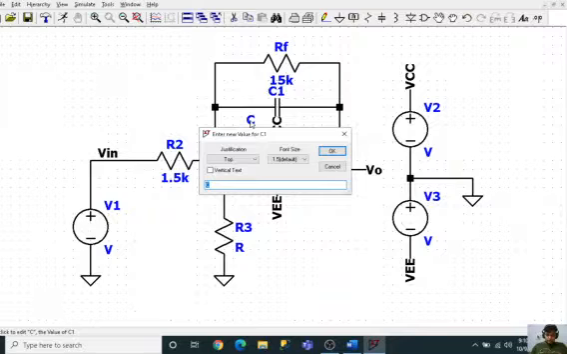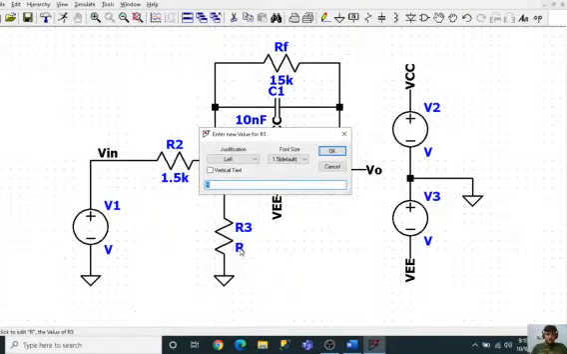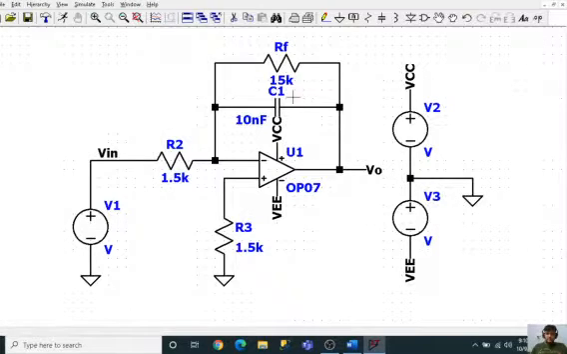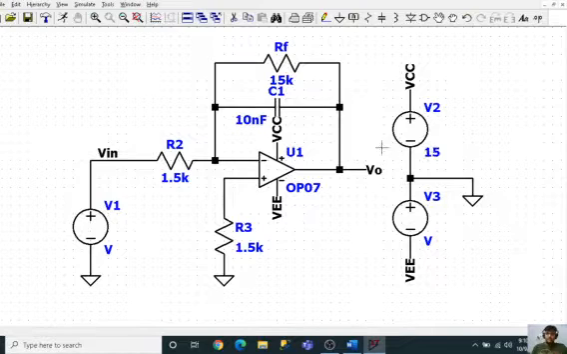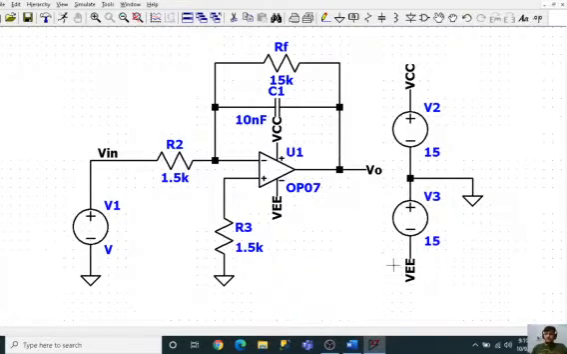Now I will give the value of C1 as 10 nanofarads, and this will be again 1.5K. Okay, so are the connections done? 10 nanofarads, see, okay. Now over here to power up the op-amp, 15 plus minus 15, don't need to write minus because VEE indicates it's a negative voltage.